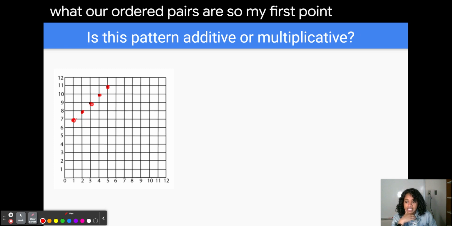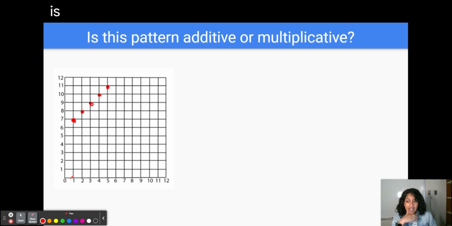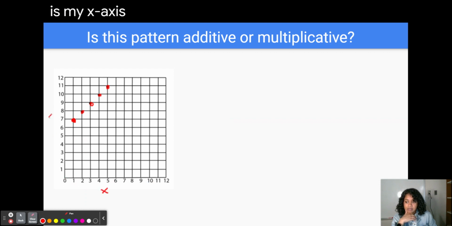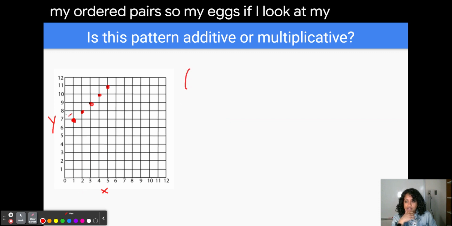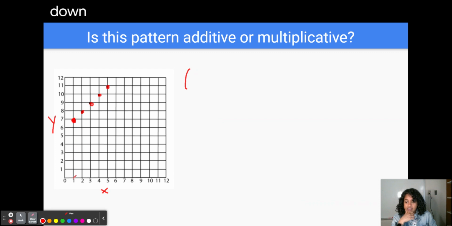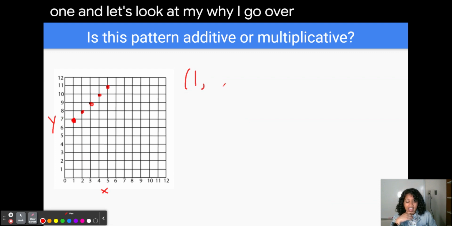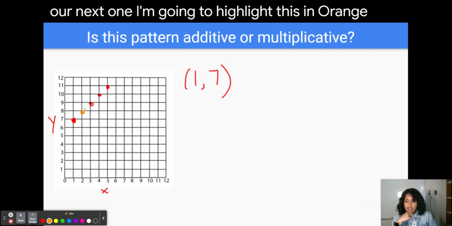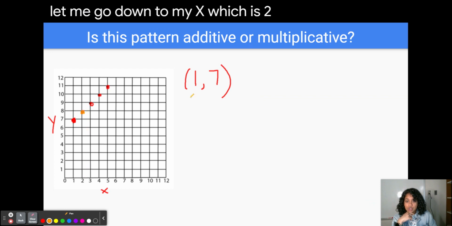My first point right here: I'm going to look at my x, which is on the bottom. This is my x-axis, and this is my y-axis. First I have to do my ordered pairs. If I look at my first one right over here, I go down, and that is 1. x always goes first in our ordered pair, so 1. Then let's look at my y. If I go over, that is 7. So that's my first ordered pair. Let's do our next one. I'm going to highlight this in orange. Let me go down to my x, which is 2.